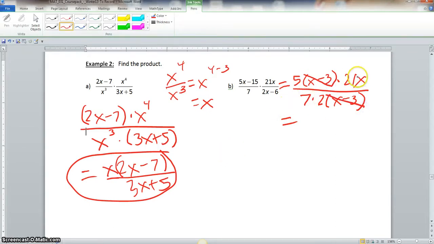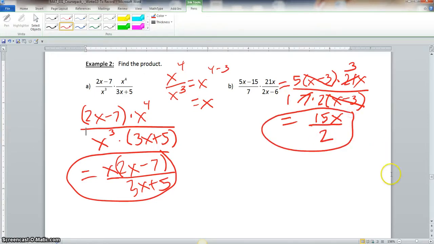And we know 7 and 21 both have 7 in common. 7 goes into 7 once. 7 goes into 21 3 times. So what we will have left is 5 times 3x, which is 15x. And 1 times 2 is 2. So that is the final answer for B.